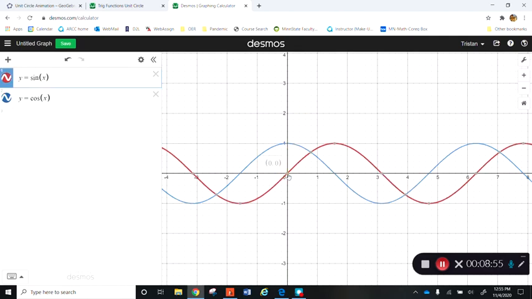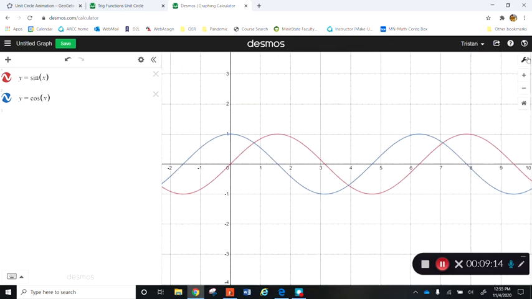The sine function starts here. Its y-intercept is at 0 because sine of 0 radians is equal to 0. Whereas cosine starts up here at 1. Cosine of 0 radians equals 1. So you can see that's really the main difference between them. Otherwise, they're the same curve, just shifted, right?